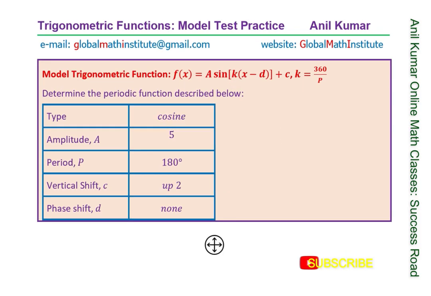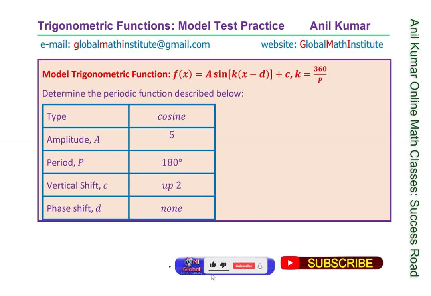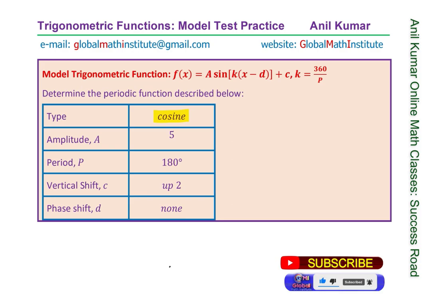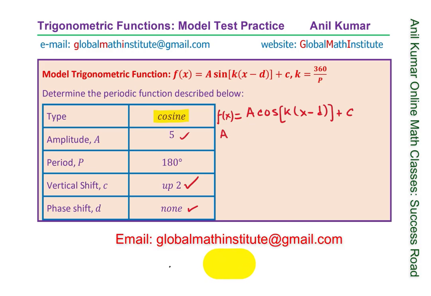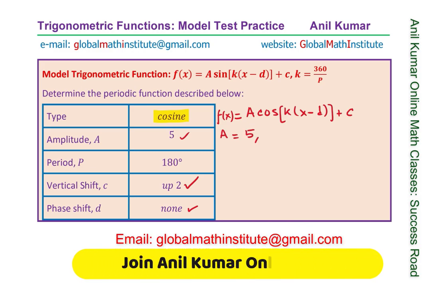Let's take up the next example, which is, in this case, we have to write the cosine function. So writing cosine function means we'll write this as f of x equal to A times cos of k x minus d plus c, correct? So we are already given the value of c, which is 2 up, right? And the value of d is 0, right? So let's write down the given values, starting with amplitude A. So we know amplitude is equal to 5, right? Period is given to us as 180 degrees.